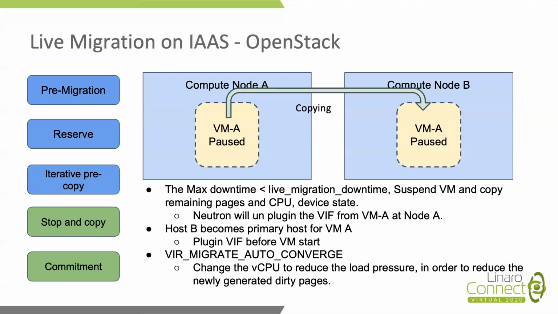Also, there is a flag we can see called auto converge. Let's assume a high overload virtual machine whose memory is changing rapidly under pressure loading. During migration, the dirty pages are hard to reduce, so it induces our migration process to last for a very long time, or maybe induces a live migration failure. So we can choose this flag, and it will throttle the virtual CPU to reduce the load pressure in order to reduce the newly generated dirty pages.